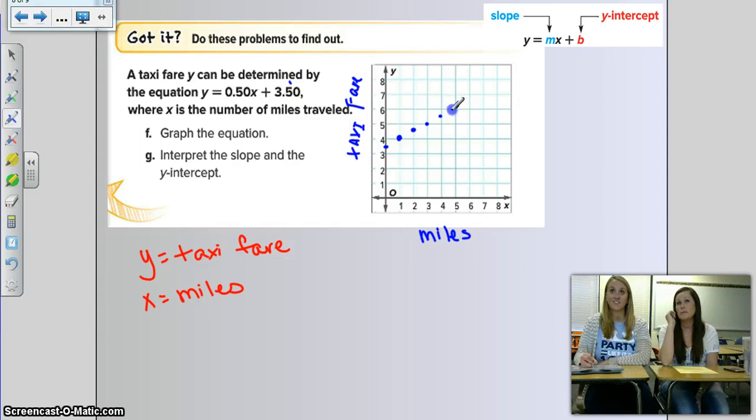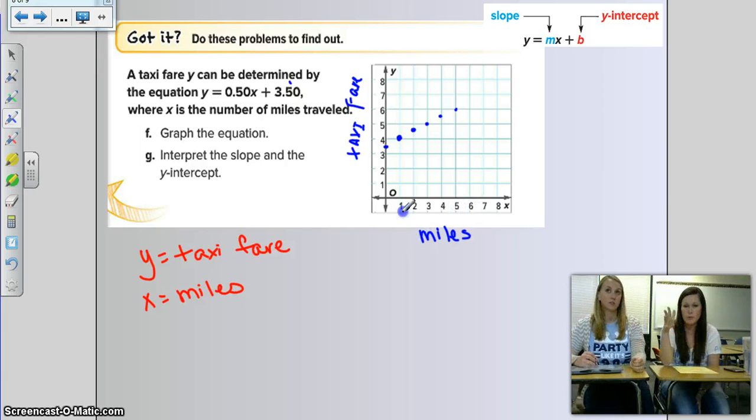Now I'm assuming we would connect the dots here, because you can travel and stop anywhere. Hey, taxi driver, stop halfway between mile 1 and 2. So I could estimate how much money that is. Now this is the fun part.